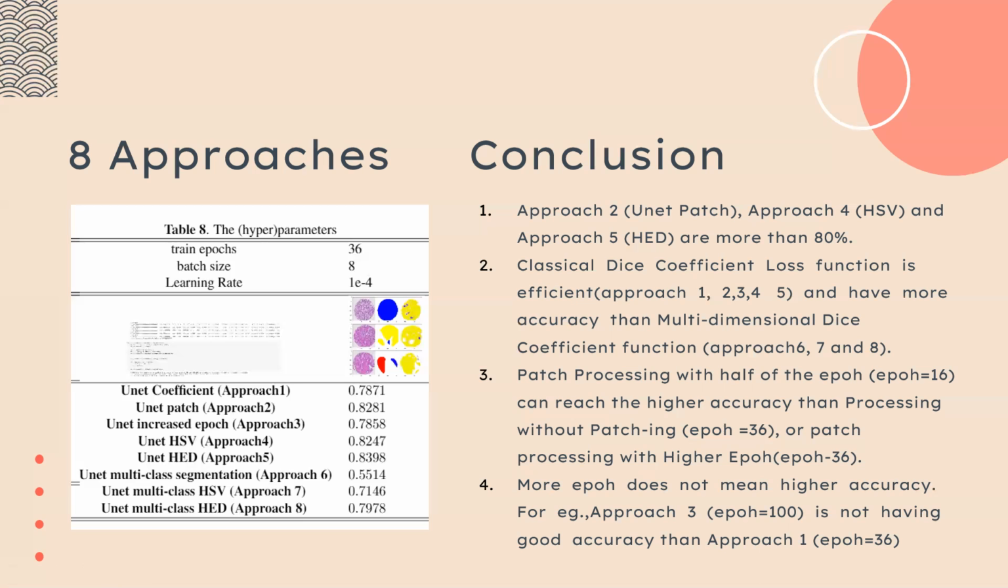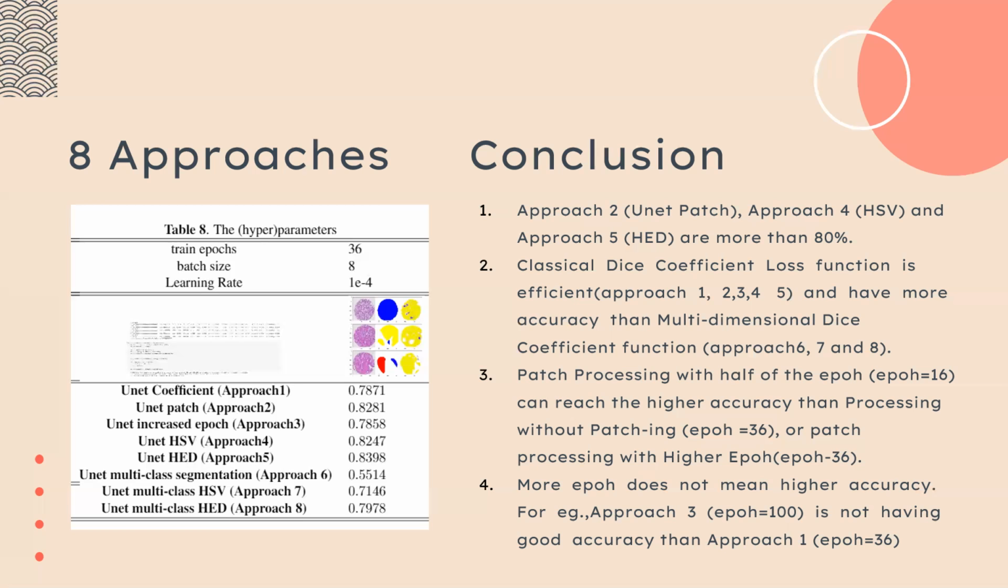So here are the 8 approaches we have tried. The first one is UNET with the classic dice coefficient, which reaches 78% accuracy. The second one is patch processing, which reaches 82%. We slice each original image into 200 by 200 pixel patches, so the training dataset increased from 100 to 73K. Then we can see about a 5% accuracy increase.